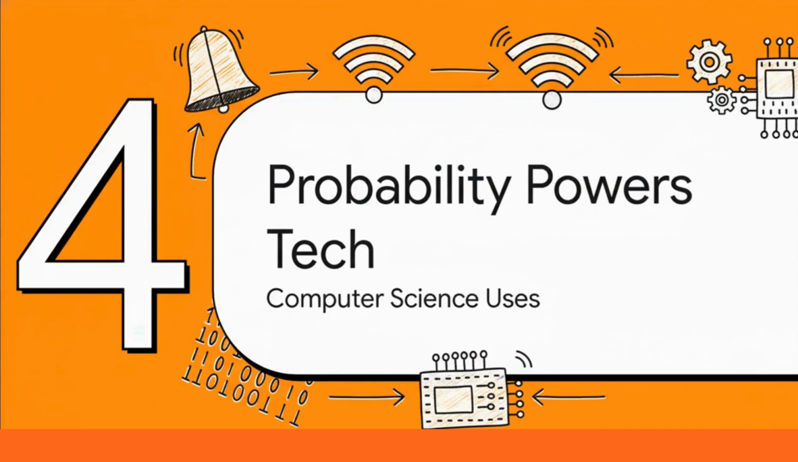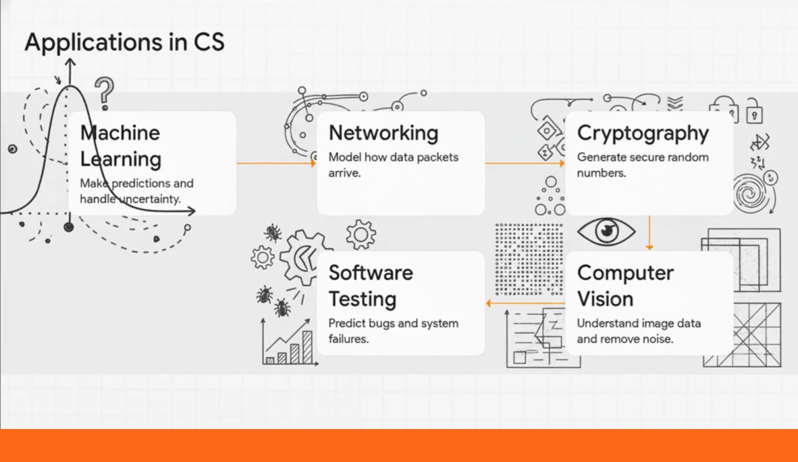Okay, so we've met the characters, but why does any of this matter outside of a math class? Let's connect these abstract ideas to the real world, specifically how probability powers the technology that we all use every single day. Seriously, the applications are incredibly diverse. In machine learning, distributions are the backbone for handling uncertainty and predictions. In networking, the Poisson distribution is a classic tool for modeling data traffic to prevent websites from crashing.